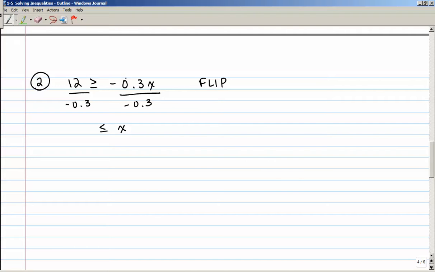On this side I'll have my x because the negative 0.3's cancel out. And over here I will have a negative 40. Okay? Now I don't want my inequality to be left like that. I want to have my x on the left hand side. So I need an x over here and a negative 40 over here. My inequality needs to be opening up to the x and pointing at the negative 40. So x is greater than or equal to negative 40.